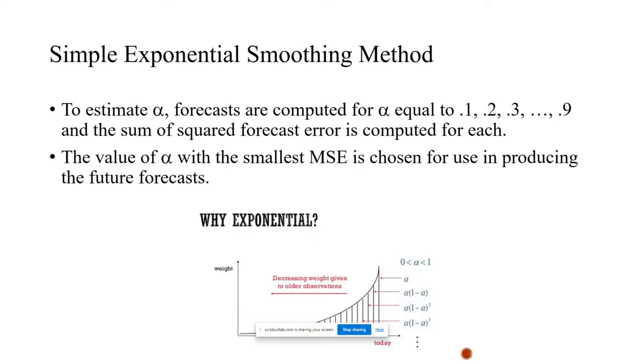Why do we use this exponential model? Because of decreasing weights, lesser priorities are given to older observations. The most current observations get the greatest weight. Past observations, long past, are given smaller weights. So that is the rationale behind the exponential smoothing method.